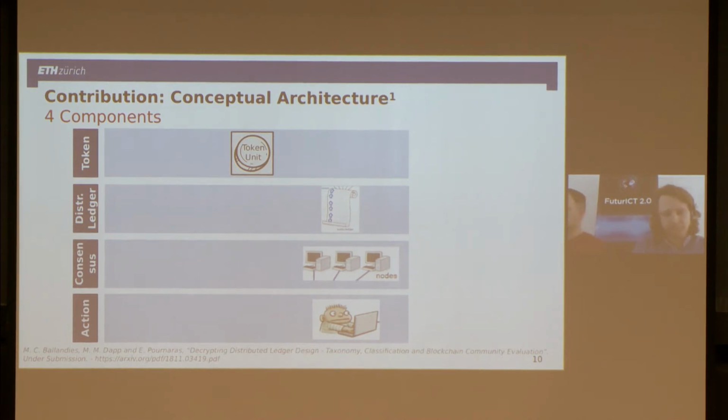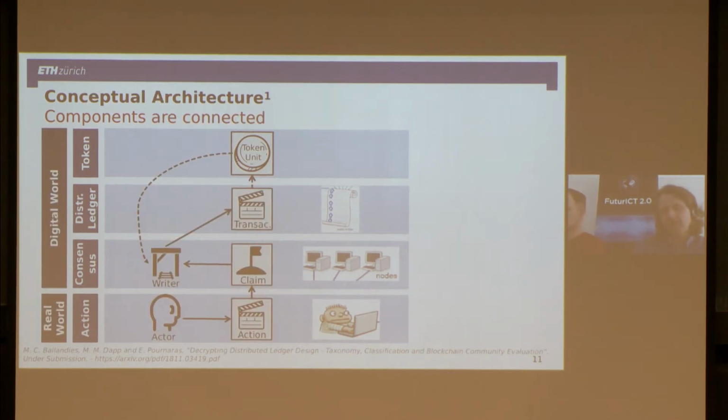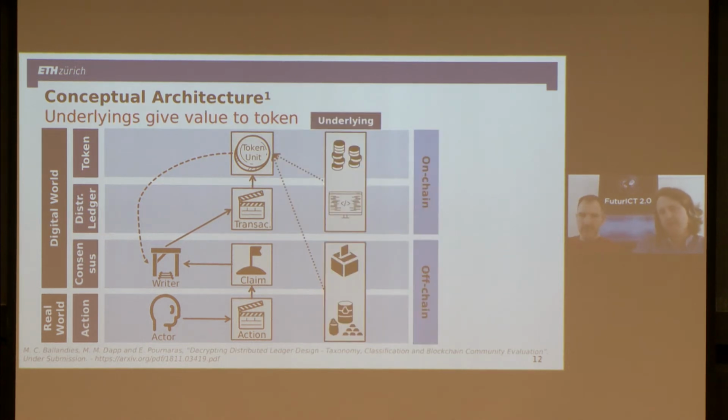And all of these components are interacting with each other. So actors in the real world can perform actions. These actions are digitally represented as a claim. The writers of the consensus network take these claims and write them as a transaction to the distributed ledger. And in some systems, this writing triggers the creation of new token units, which are rewarded to the writers of the system. And the writers perform this work because these tokens have value.